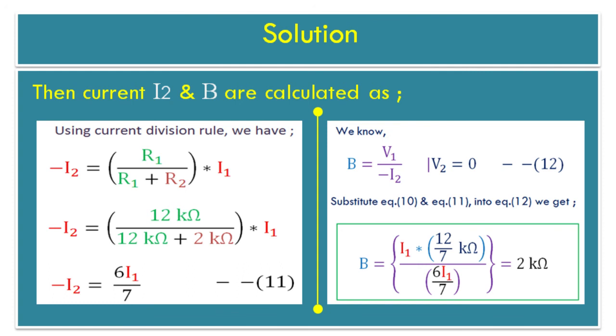Now, we know the formula of coefficient B is equal to V1 upon minus current I2, which is given by equation 12. Let's substitute equation 10 and equation 11. Then equation 12 becomes coefficient B is equal to I1 into 12 by 7 kilo ohm divided by 6I1 upon 7. After calculation, we get coefficient B is equal to 2 kilo ohm.